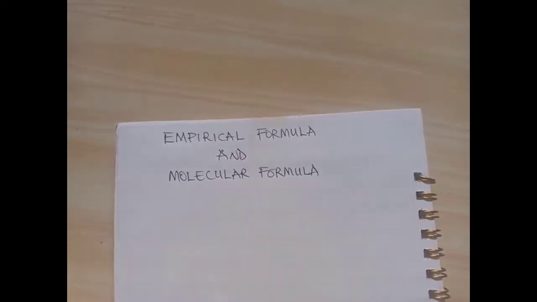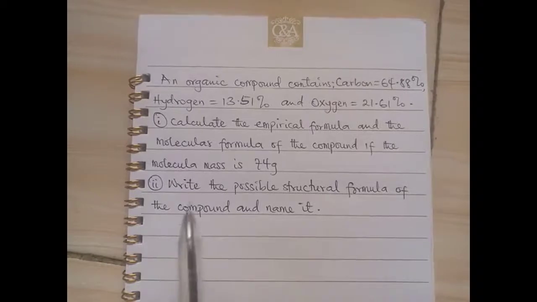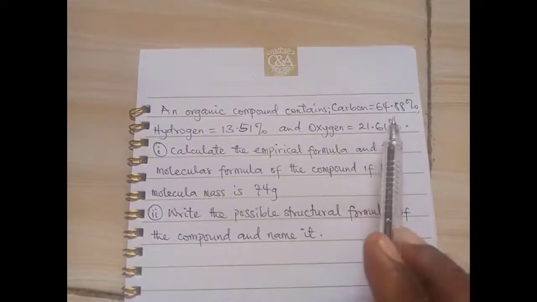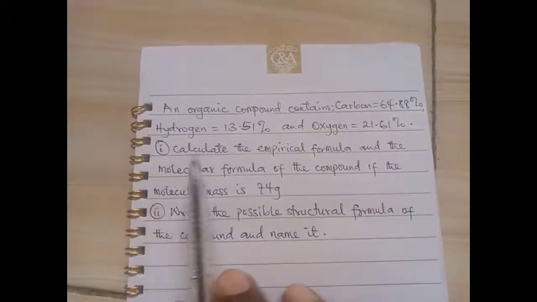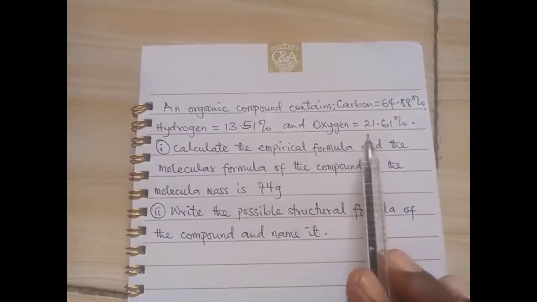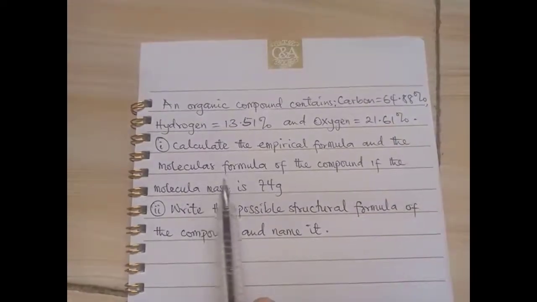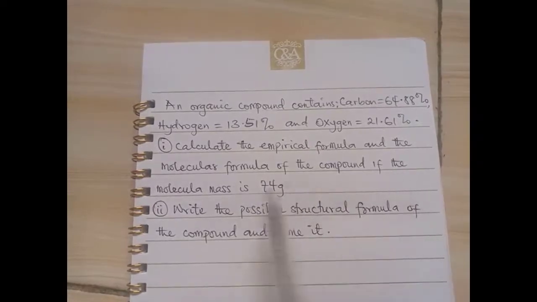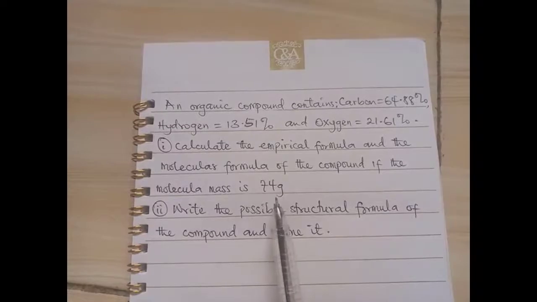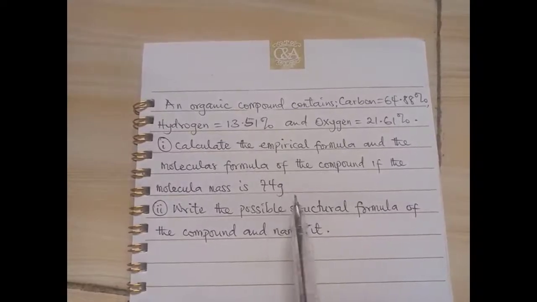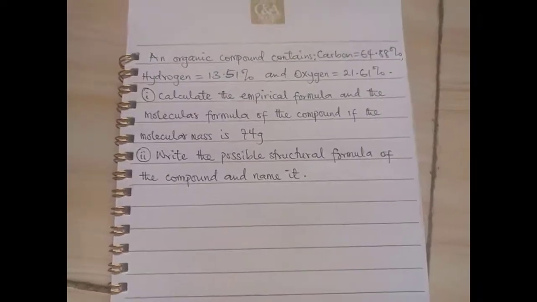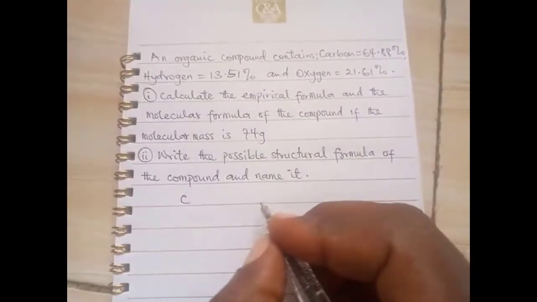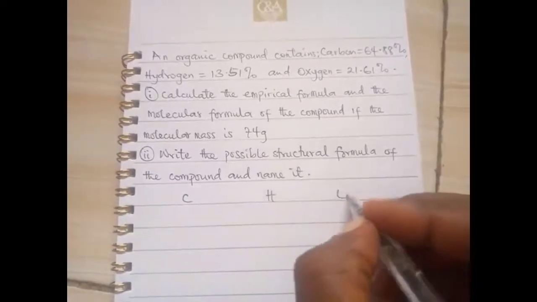Alright, so let's look at an example. This question says, an organic compound contains carbon 64.88%, hydrogen 13.51%, and oxygen 21.61%. Calculate the empirical formula and the molecular formula if the molecular mass is 74 grams. So the first thing that we will do is to write out the contents of that compound. It has carbon, it has hydrogen, it also has oxygen.